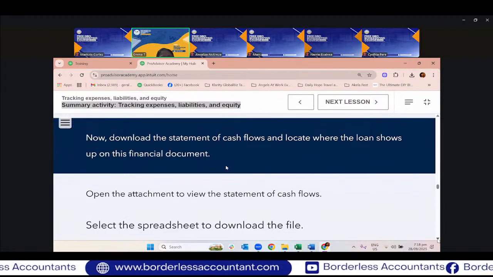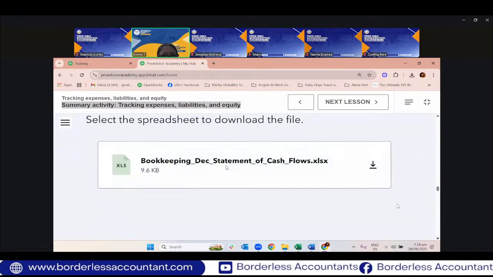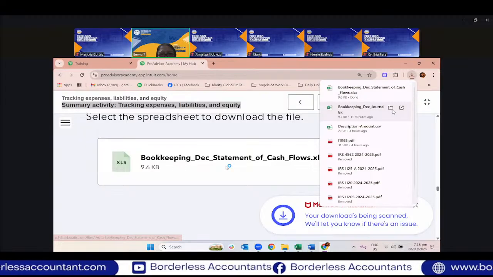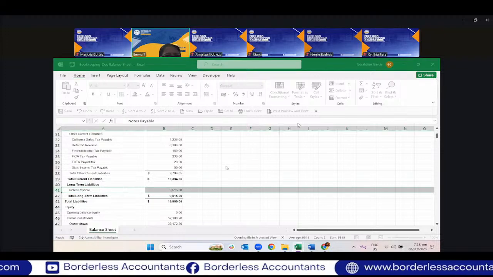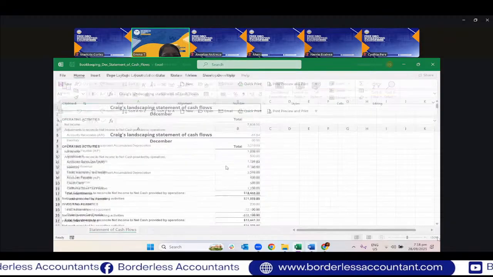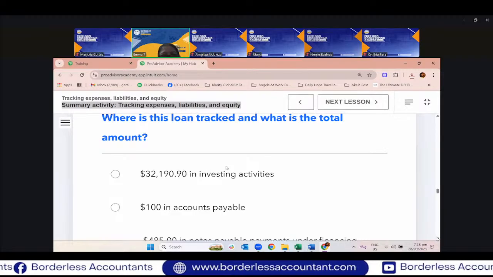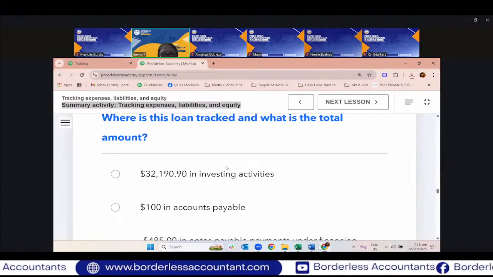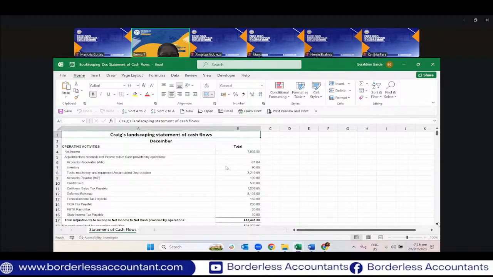Open the statement to view. Select the spreadsheet. Oh, yeah. Let's open again a spreadsheet. Then what's the question again? Ging, can you go back please to the question? Where is this loan tracked and what is the total amount? So let's go back to the spreadsheet. Loan tracked and what is the total amount?